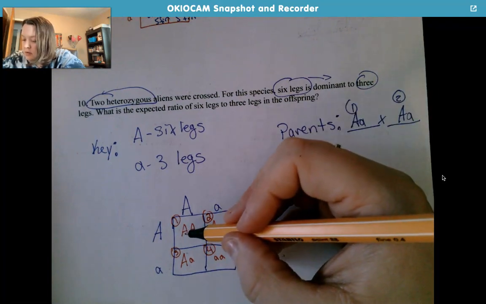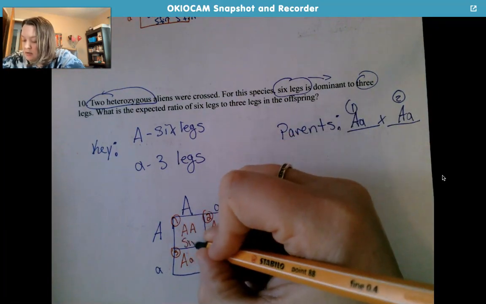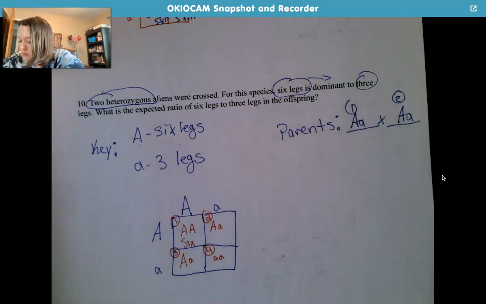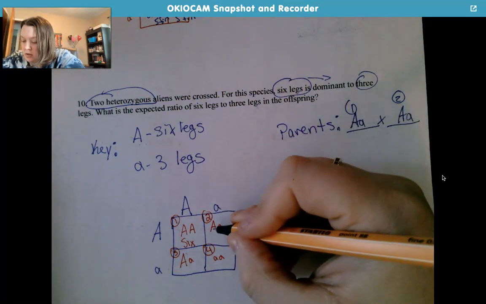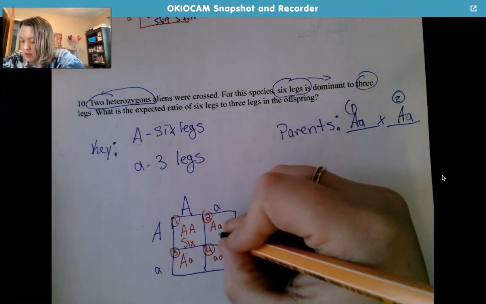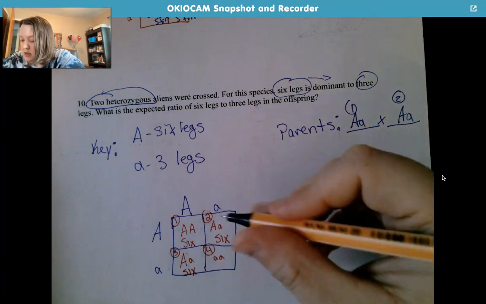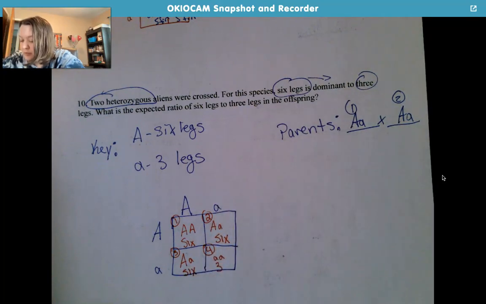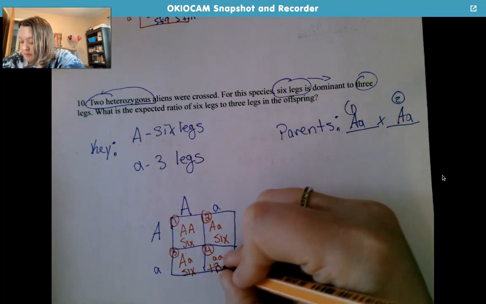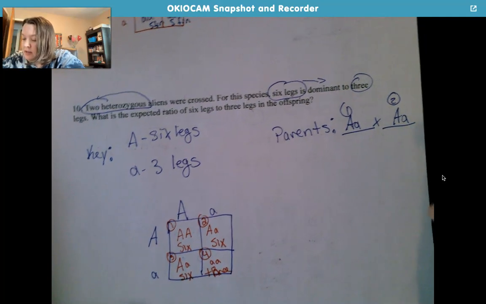If it has 2 big A's, it's going to have 6 legs. If it has big A, small a, it has a big A that's still 6 legs. Big A means 6 legs. 2 small a's means it's going to only have 3 legs. Now I have to answer my question.